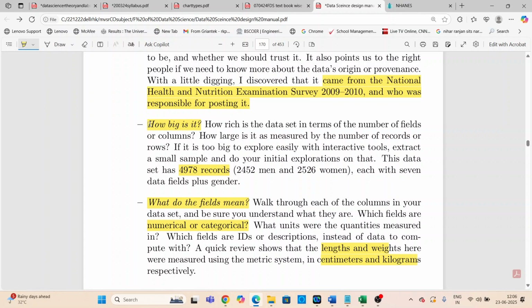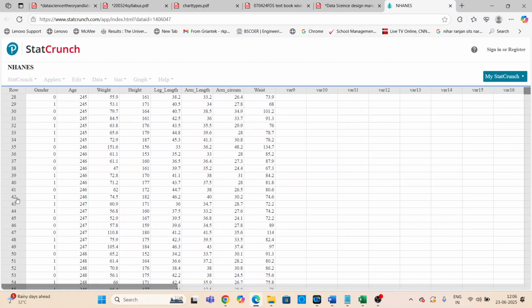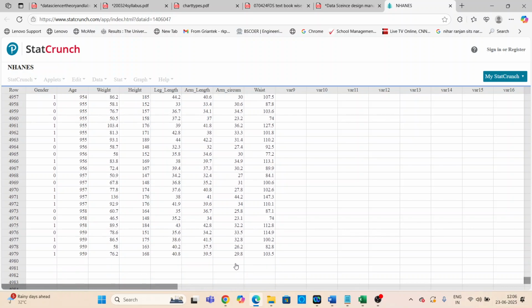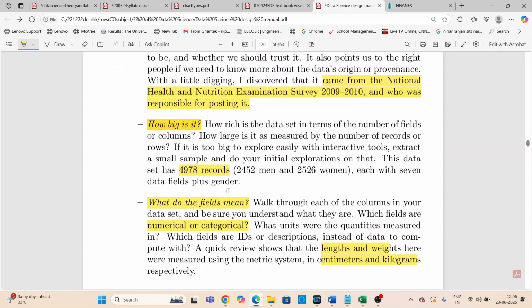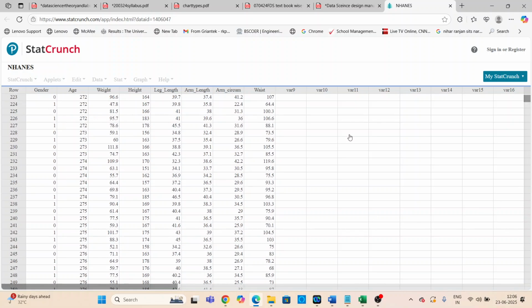The second question you should try to answer is, how big is this data set? Let us look at this data set. How many records are there here? I'm seeing record number 4500, like that. So I'll go directly to the last record. And I can see that my last record is 4979 or 4978. So a total of 4979 records are there, or here in the book it is mentioned as 4978, and the number of men is 2452, the number of women is 2526. So where are men and women? I know here, right? Gender. So gender is 0 or 1, men or women, like that.